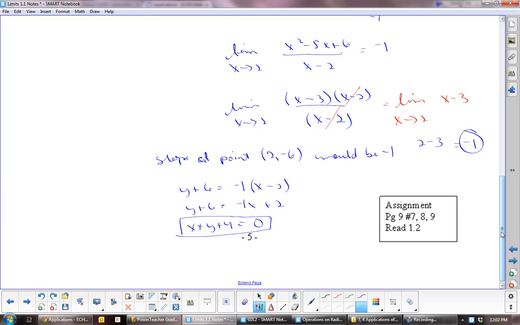Okay, so up to now, you've only been able to find the slope of a line. Now we could find the slope of a curve at any place using limits. Okay? So there's your assignment. You're finally going to be using that snazzy textbook.